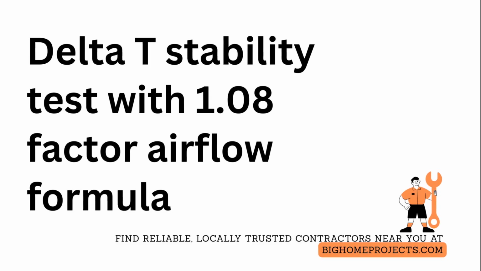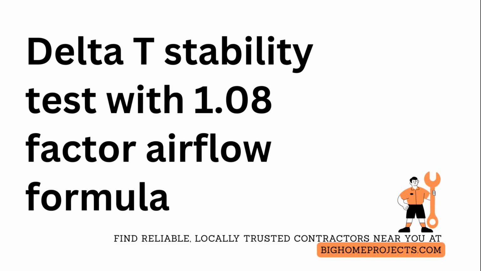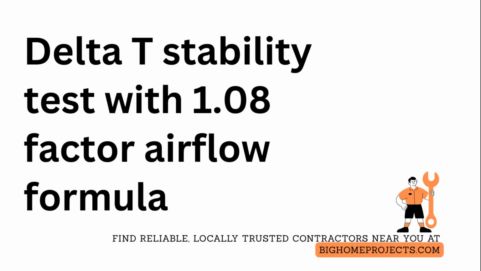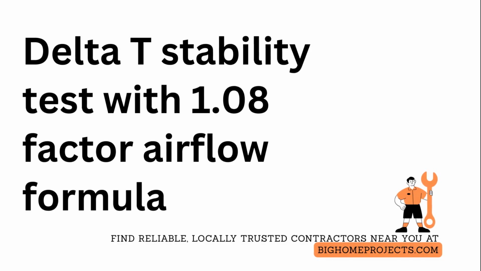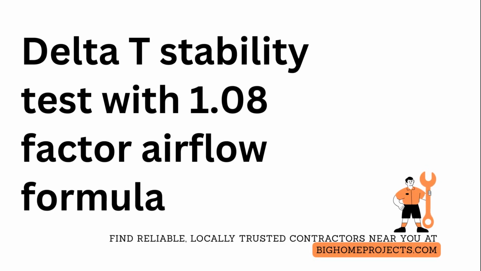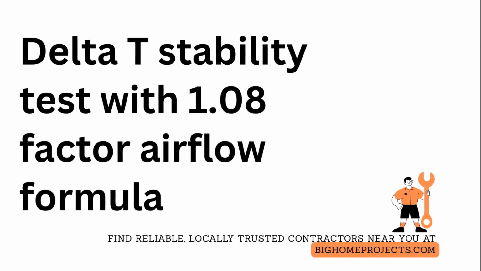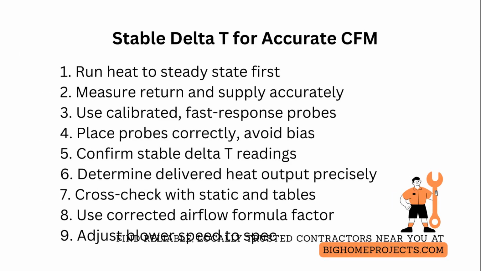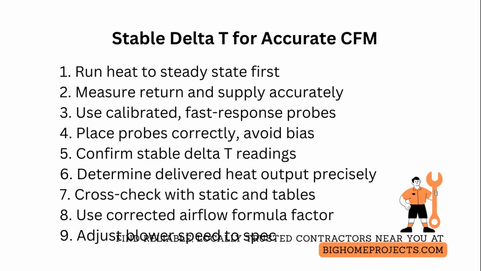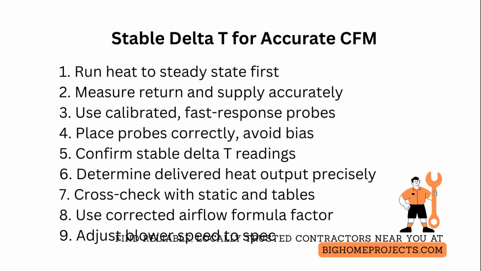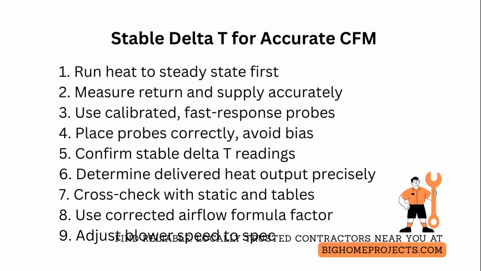Use the HVAC temperature rise formula to calculate airflow cubic feet per minute with precision by locking in a stable temperature differential and verifying it with repeatable readings before you touch the math. Set the furnace to heat mode and let it run long enough for the heat exchanger and ductwork to reach steady state, usually 10 to 15 minutes under continuous operation, because airflow cubic feet per minute from temperature rise only works when temperature differential is steady.